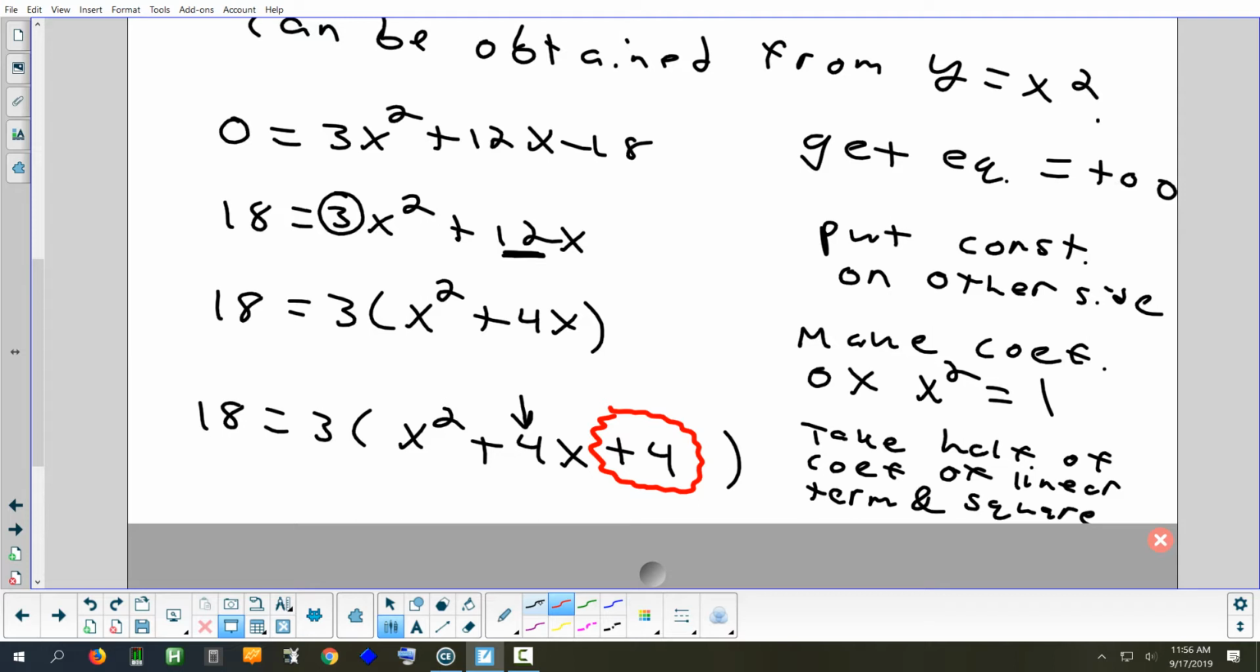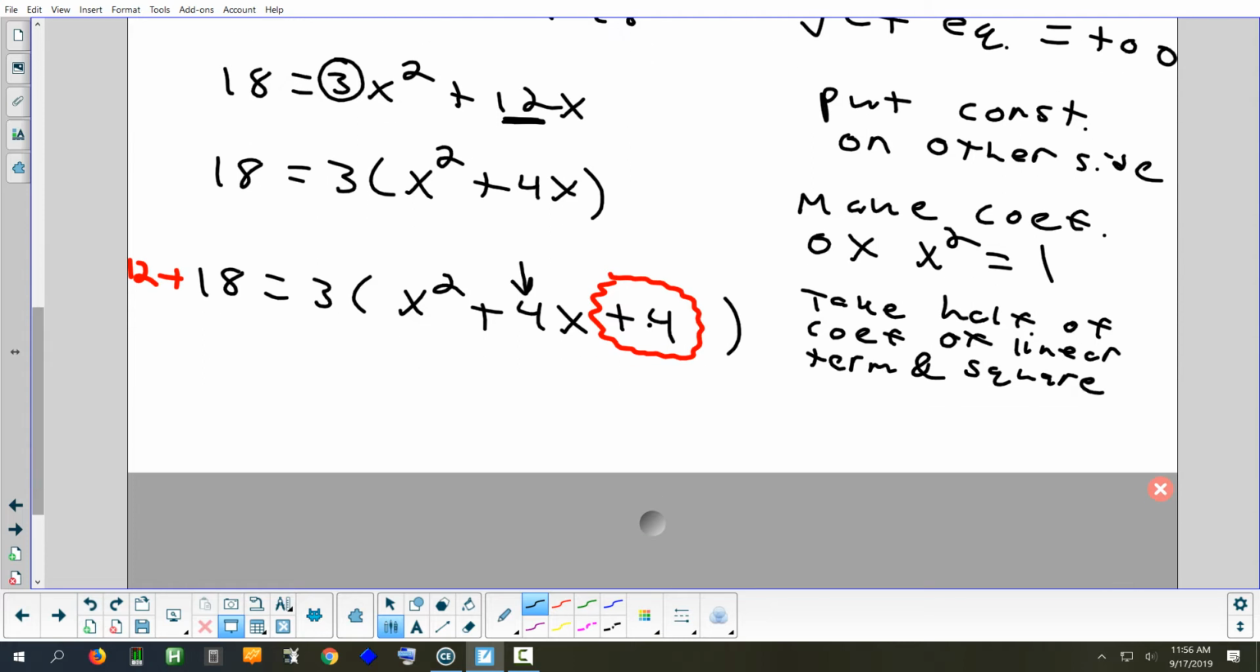Now be careful. What's on the outside of the parentheses? A 3. So what did I really just add on the right-hand side? I didn't add plus 4. I added 12. And that's the part that will mess people up. You added 4 times 3. Okay, so you added 12 on the right, so you're going to add 12 on the left. And that keeps it balanced. So you really just added 12 on both sides.